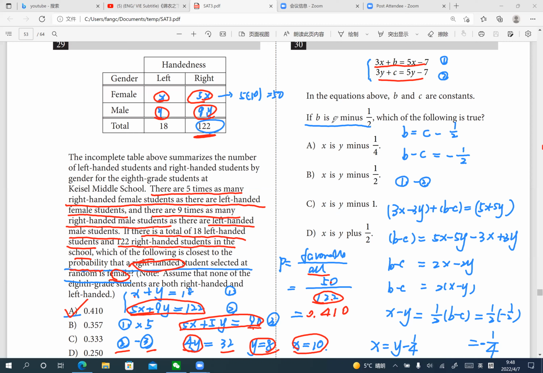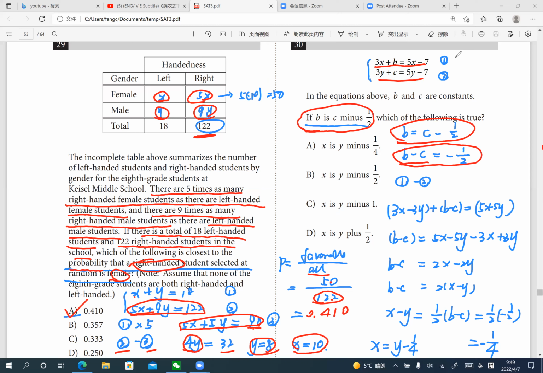If b is c minus 1/2, if we translate this sentence into an equation, we have b equals c minus 1/2. Then we rearrange this equation. We have b minus c equals negative 1/2. Which of the following is true? So now we know b minus c is equal to negative 1/2.